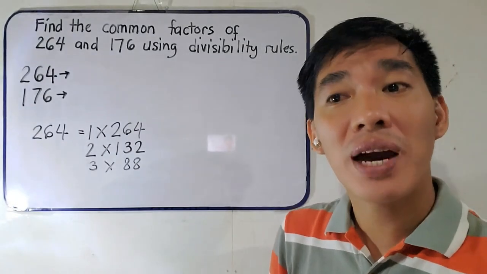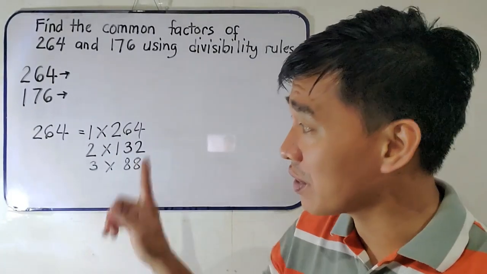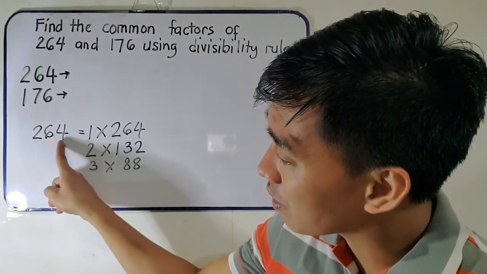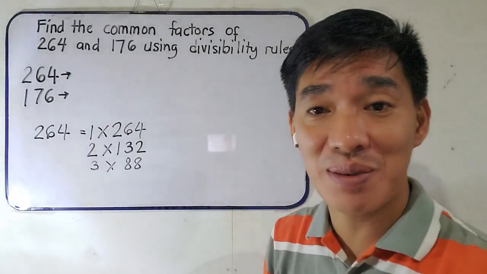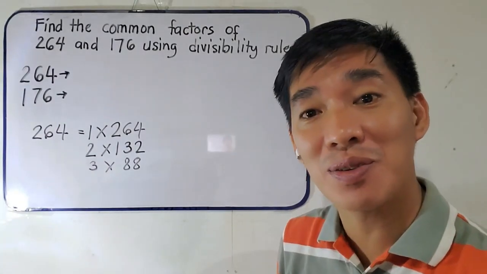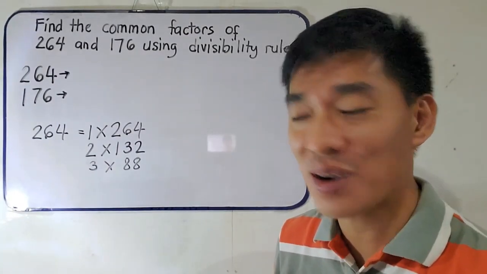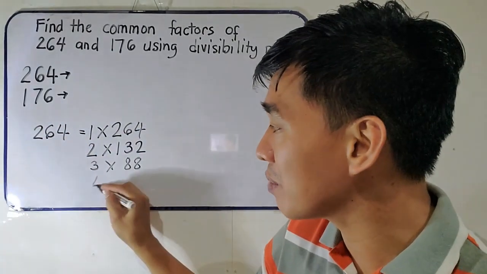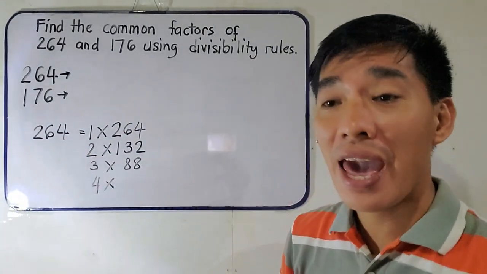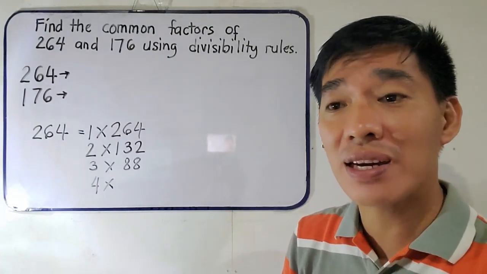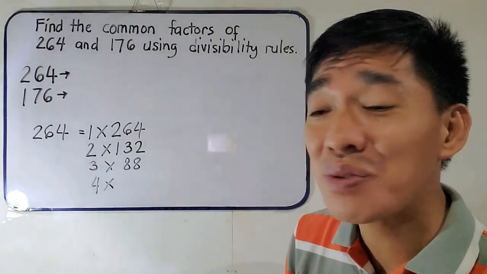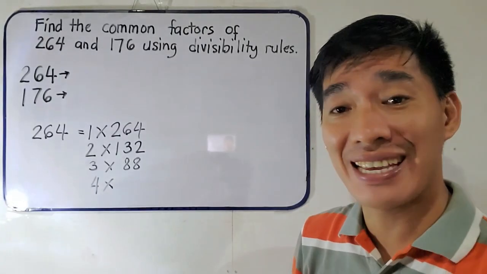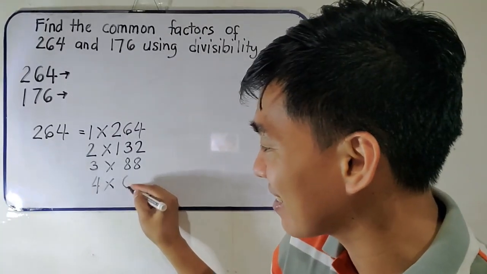The next thing that we have to do is to check if this number is divisible by 4. So 64, the last 2 digits, is divisible by 4 because that is equal to 16 times 4. Therefore, the whole number 264 is also divisible by 4. And what is to be paired with 4 to get the product of 264? That is 66.